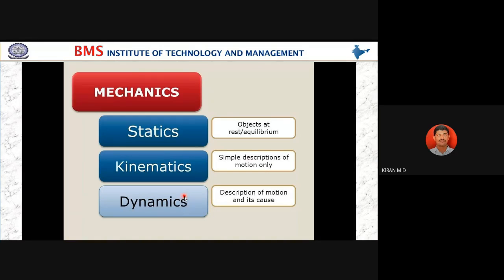And the last one is dynamics. Dynamics is the description of motion and its causes. Description of motion and its causes means when the force is transferred from one component to another component.